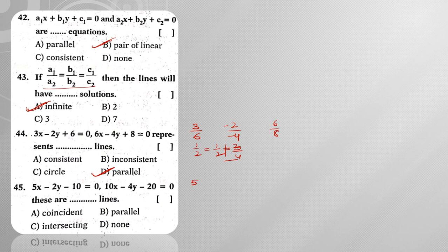Next, so 5 by 10. So 5 by 10 means 1 by 2. Next, -2 by -4 means 1 by 2. Next, -10 by -20 means 1 by 2. So all these three are equal. Hence those lines are called as coincident lines.